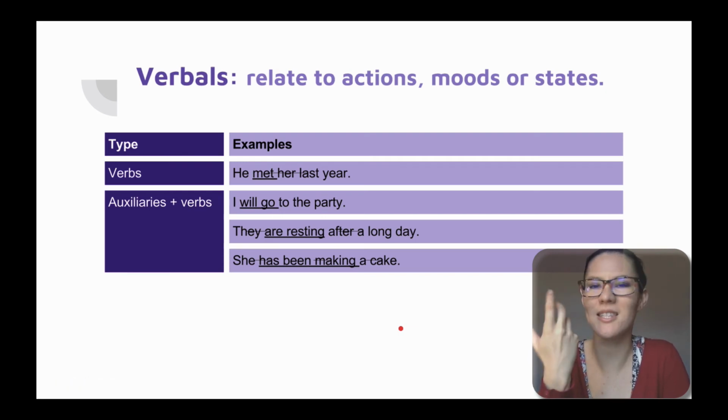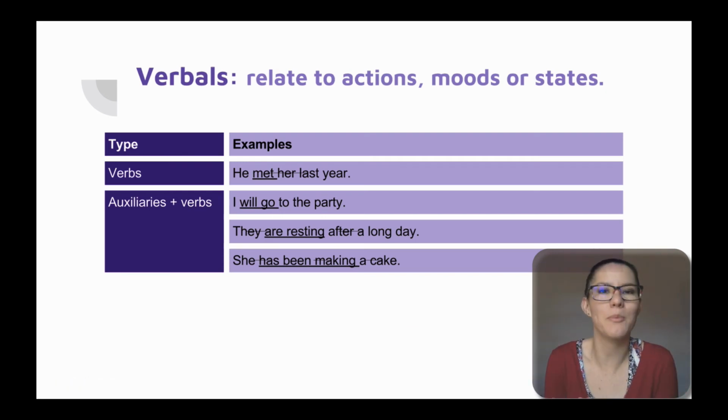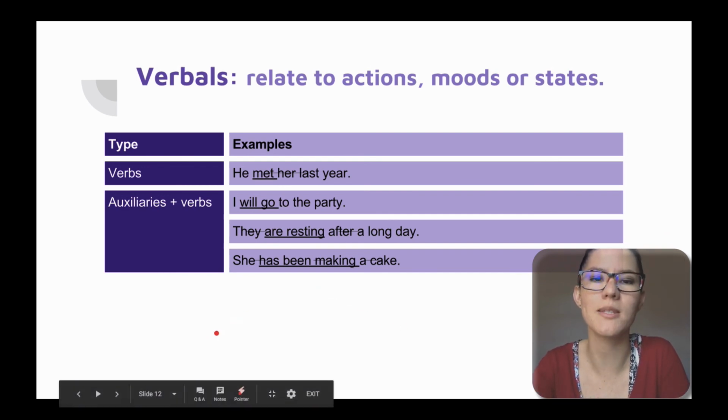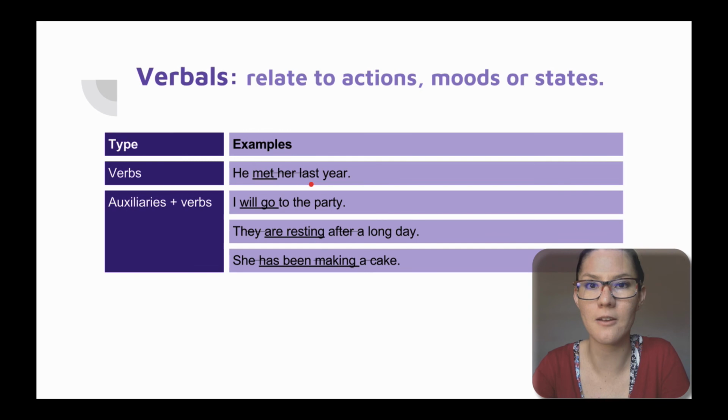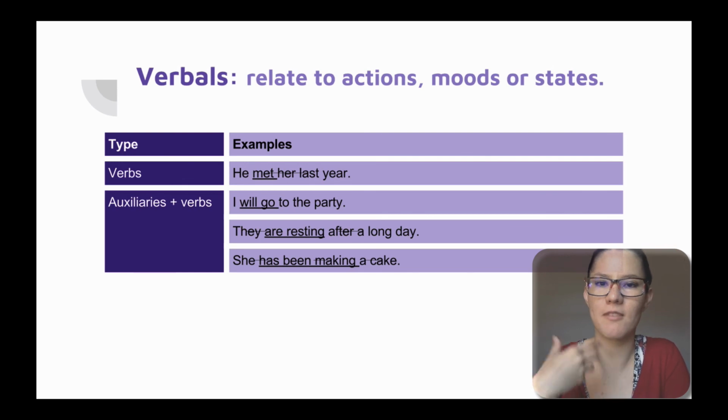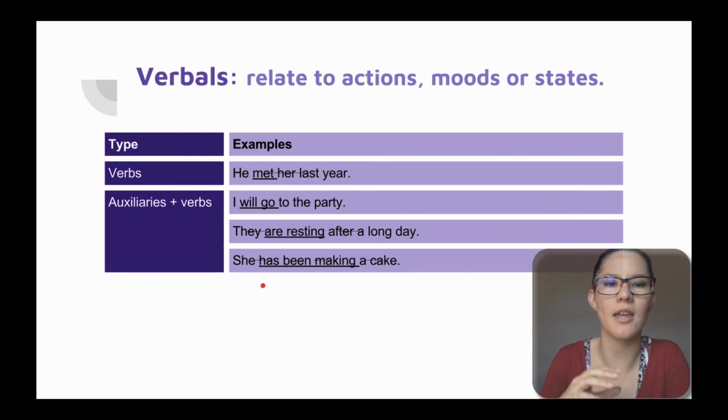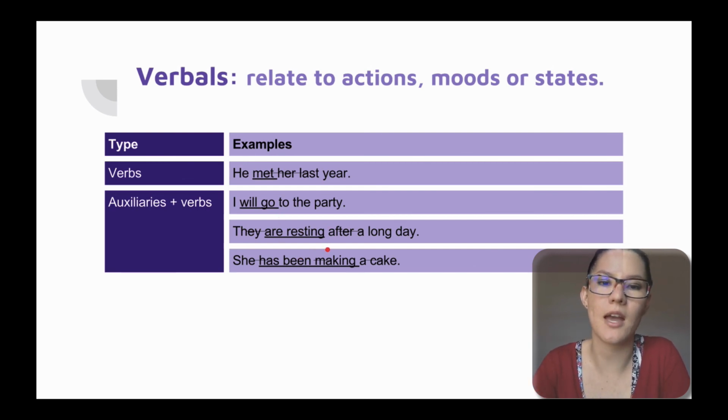And finally, well, this is the easiest group because verbs are typically very easy to identify. And we can have one-word verbs, for instance, in the simple past, like he met her last year, I eat cereal every morning. Or compound verbs like those formed by an auxiliary plus the base form of the verb, like I will go to the party. Or those that need a present or a past participle. In this case, we have present participles. They are resting after a long day, or she has been making a cake.